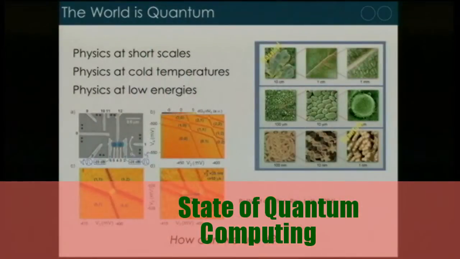But it turns out when you go to the bottom, when you ask what happens at the smaller scales, the world becomes quite strange. It becomes quantum mechanical. Quantum mechanics is characterised by the physics at very short scales, the physics at cold temperatures, and the physics at low energies. What I'm showing here is a micrograph of a little chip that was made at Harvard by some collaborators of mine, where this is a surface, and beneath the surface there's essentially a two-dimensional metal. That two-dimensional metal can be controlled by these electronic gates here.